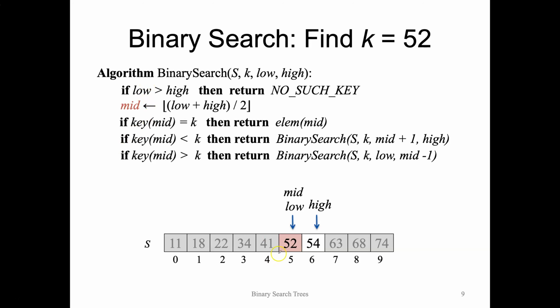Okay, so the next time we do this, we had reduced our sequence now to only looking in this part of the array. We calculate what our mid is, just low plus high divided by 2. So this is our mid, and then we compare our key to that one, 52.